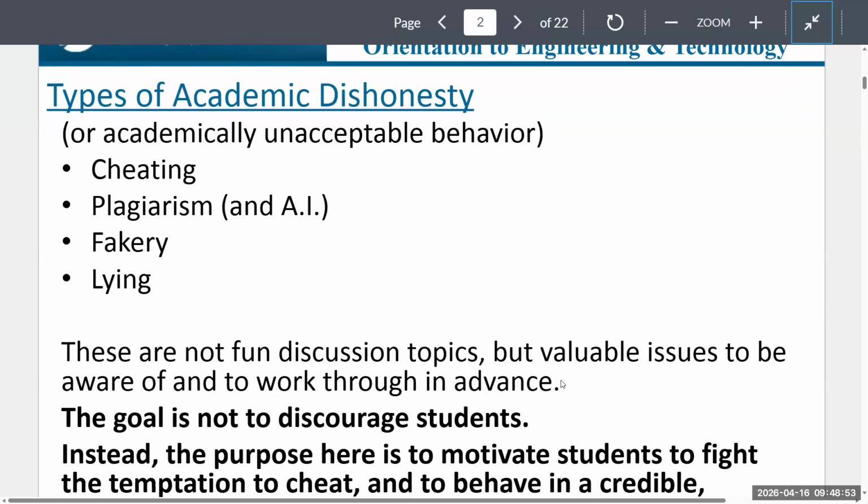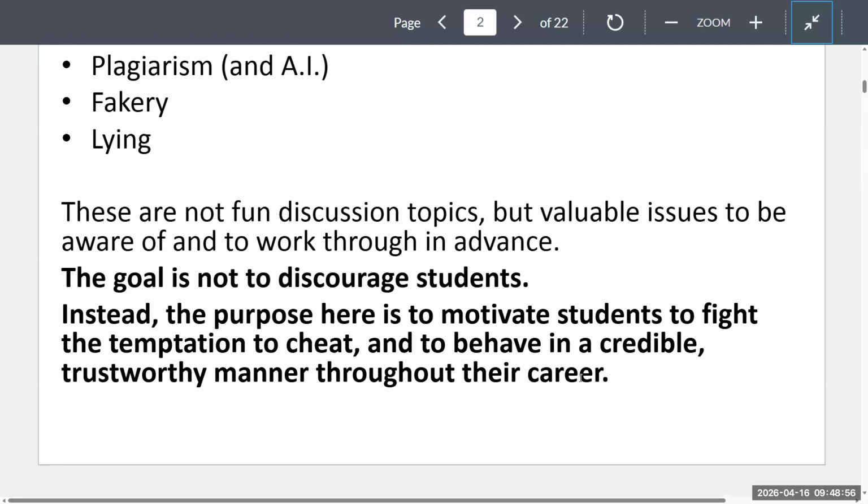So these are not fun discussion topics, but valuable issues to be aware of and to work through in advance. So the goal here is not to discourage you. Instead, the purpose here is to motivate students to fight the temptation to cheat and to behave in a credible, trustworthy manner throughout their career. Okay? So you don't want to cheat at school. You don't want to cheat on the job. It's just a bad policy all around.